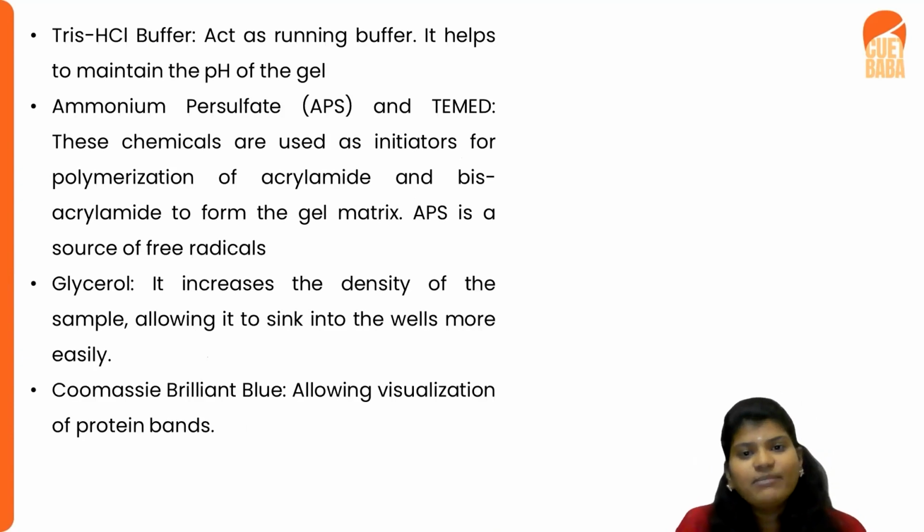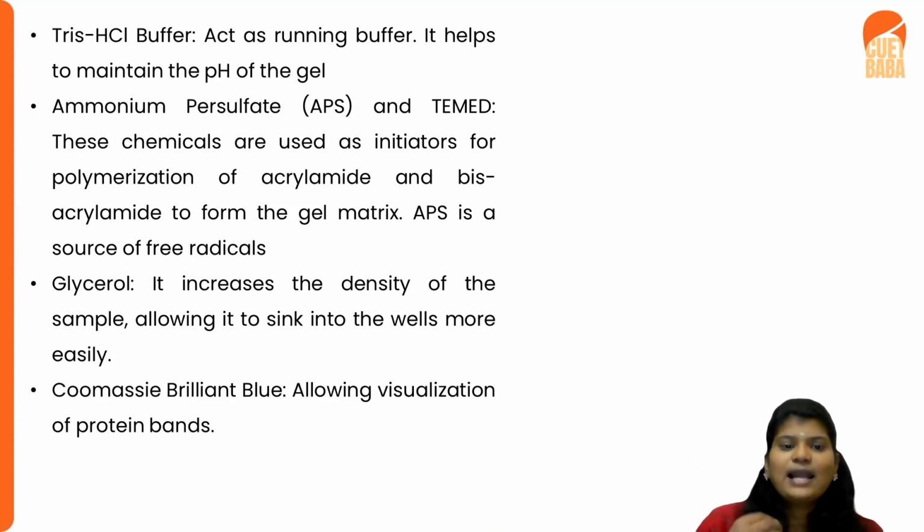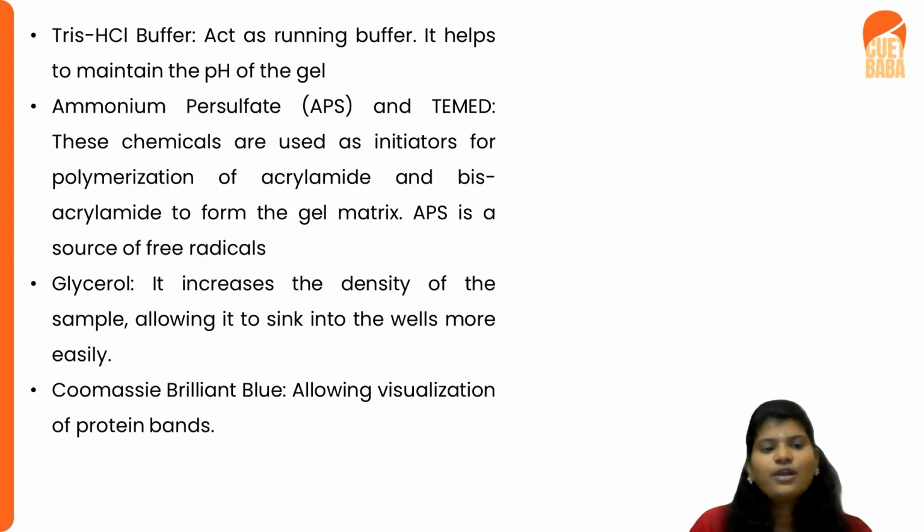Okay, so the next one will be tris HCl. This is a running buffer which will be helpful for the movement of the sample, and this kind of buffer will maintain the pH of the entire system. And the next thing will be ammonium persulfate and TEMED. These two are the chemicals which will be helpful for the formation of cross linkage. They will act as a catalyst and allow the bisacrylamide and acrylamide to polymerize. It will allow for the polymerization process.